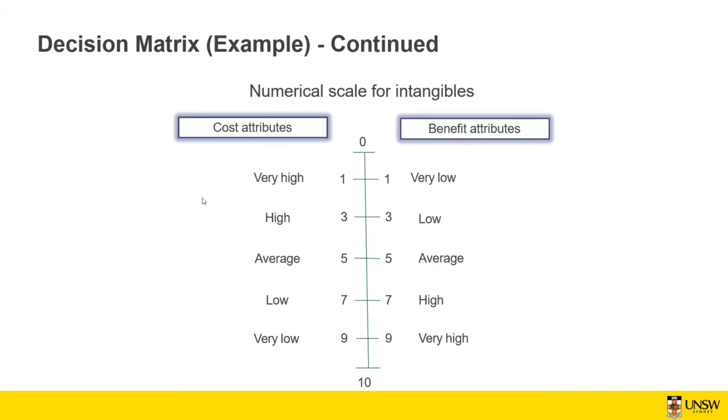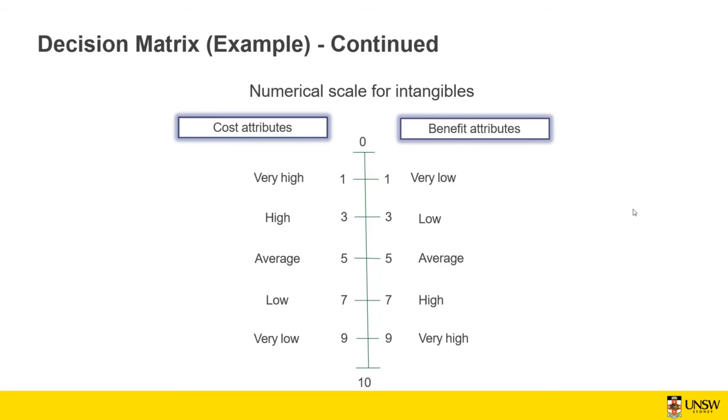So you can, for example, start from 1, 3, 5, 7, 9, and very high gives 1, high gives 3, average gives 5, low gives 7, and very low gives 9 in terms of the cost attributes. So you can change these numbers. For example, you can put 0 to very high or 2 to very high. The way that you choose it, as long as it's the same for all the projects, then it's applicable.